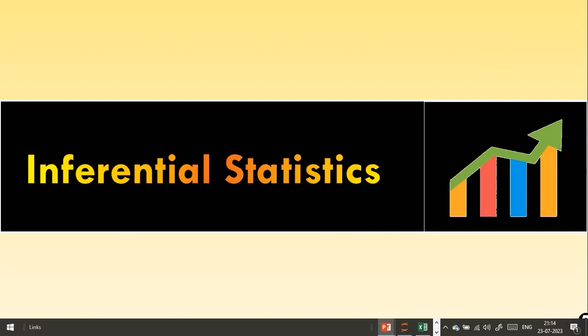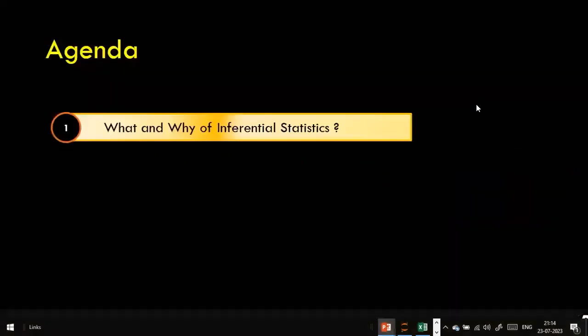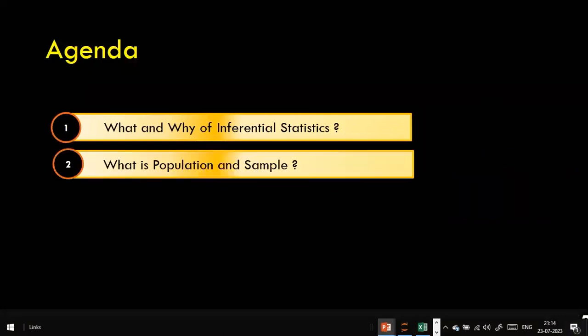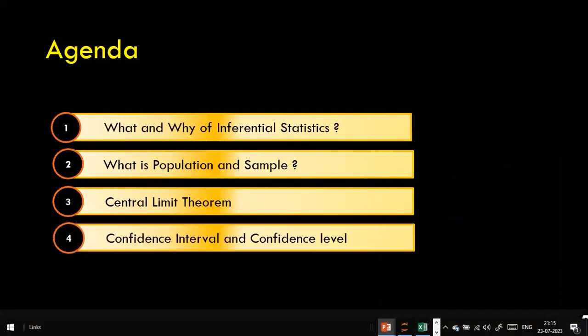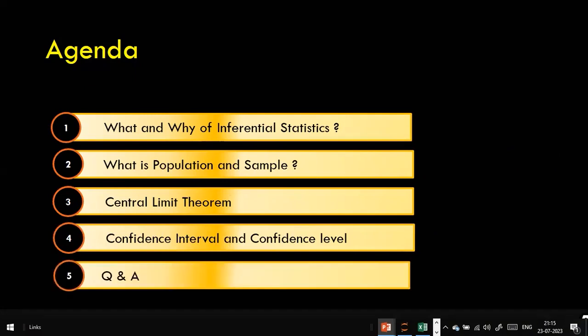Okay, let us move ahead on inferential statistics today. Today I'll cover some essential concepts that form the backbone of inferential statistics. By the end of this session, you will understand the what and why of inferential statistics, and what is population and sample, sampling distribution, central limit theorem, confidence interval and confidence level, and so on. So let's get started.